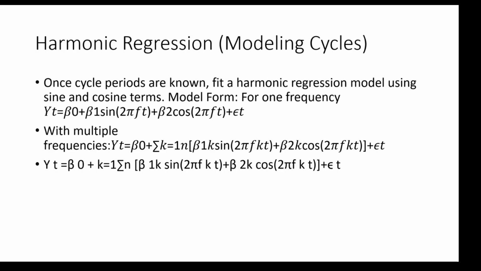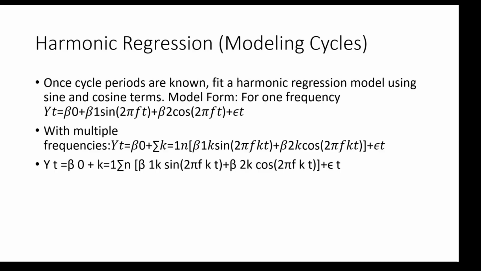Okay. Once you've identified the frequency, it could be a 6-month cycle, a 2-year cycle, a 30-month cycle, a 42-month cycle, whatever it identifies, then that cycle can be modeled using harmonic analysis. So once the cyclical periods are known, fit a harmonic regression model using sine and cosine terms.